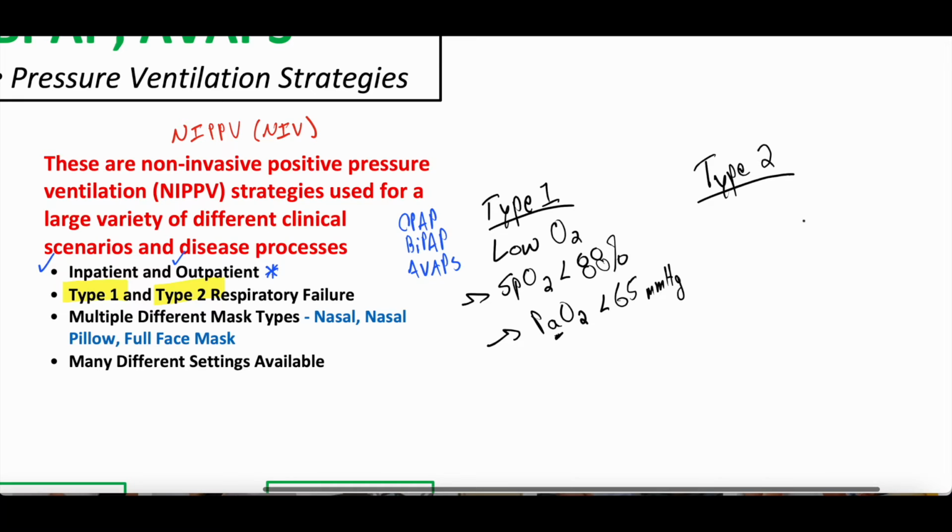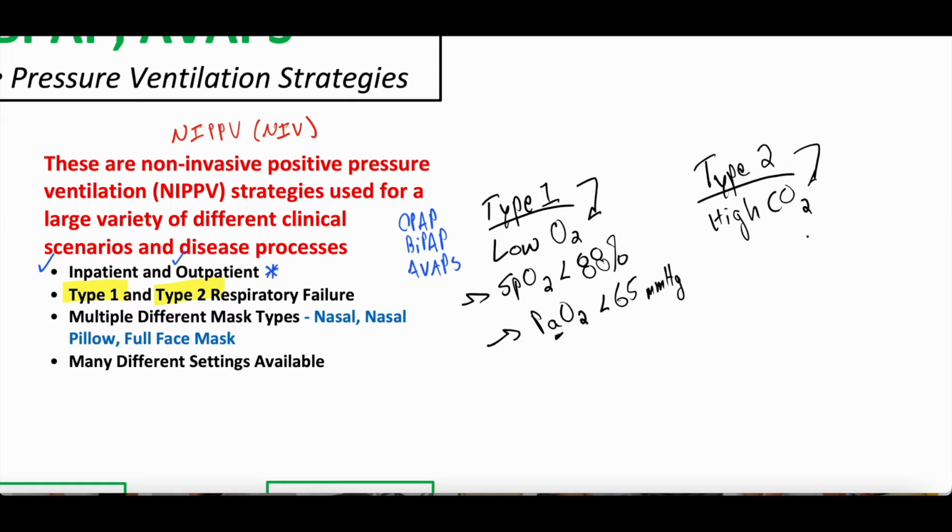Type 2 respiratory failure usually is a problem with ventilation. And what that means is instead of low oxygen, it's actually high carbon dioxide, right? Because when we breathe in oxygen, and then we breathe out, we breathe out carbon dioxide. So low oxygen or high carbon dioxide are both problems that we can get with breathing. Type 1, low oxygen; type 2, high carbon dioxide.